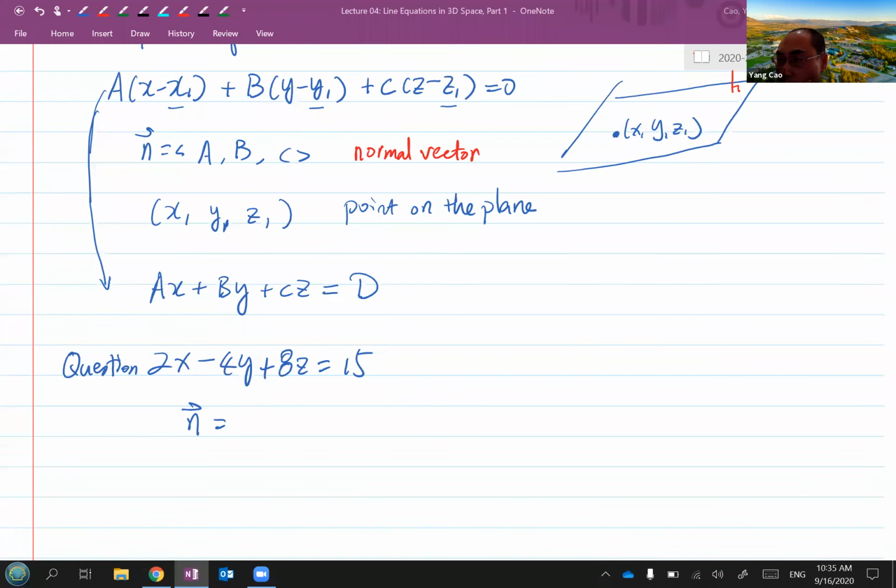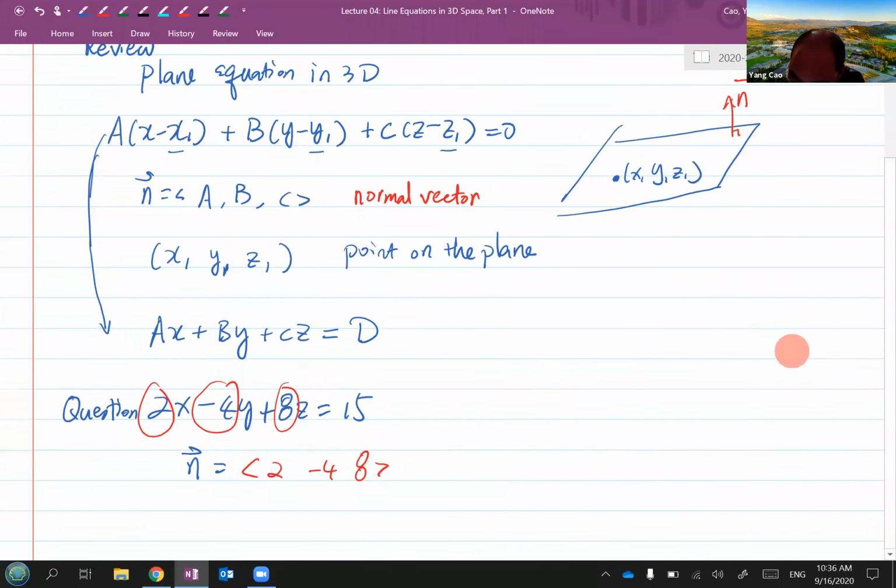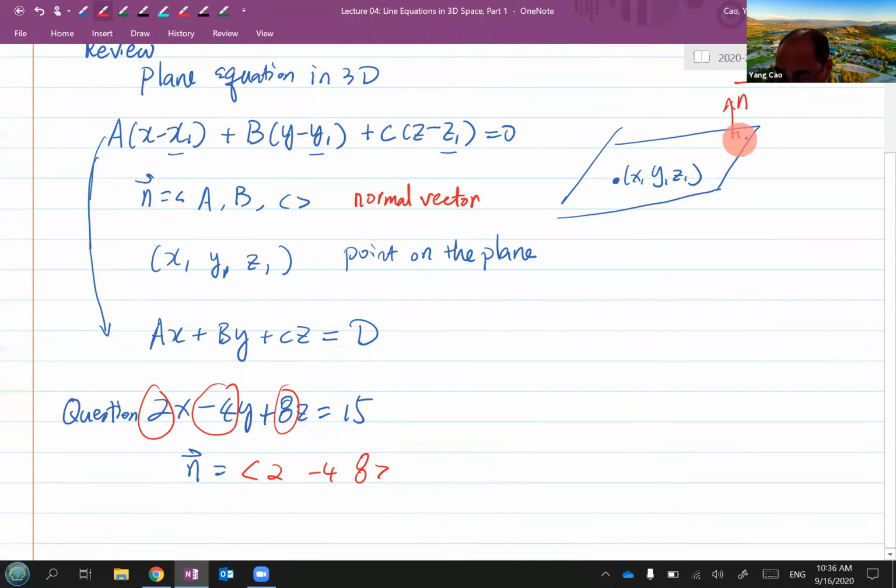The majority answered the second one, 2, -4, 8 as the normal vector, okay, to the plane. And which is absolutely correct because you are taking the coefficients here, okay, directly from the equation to get the normal vector. But the question is, which of the following vectors is normal, right? So if you have a plane, how many normal vectors would you have to the plane? And the answer is infinite. So you can have an infinite number of normal vectors.